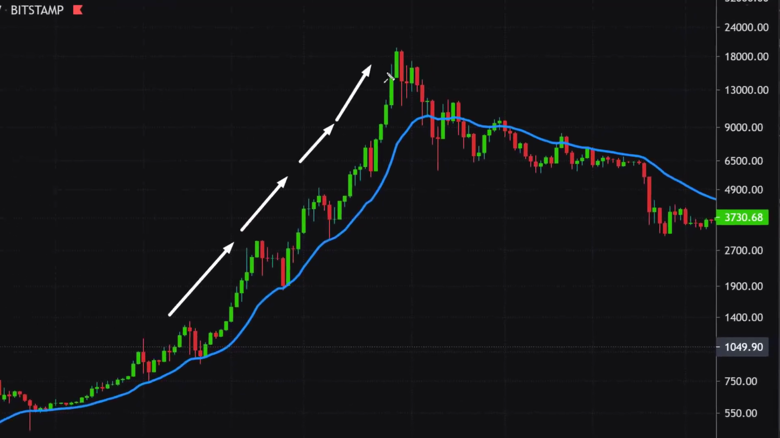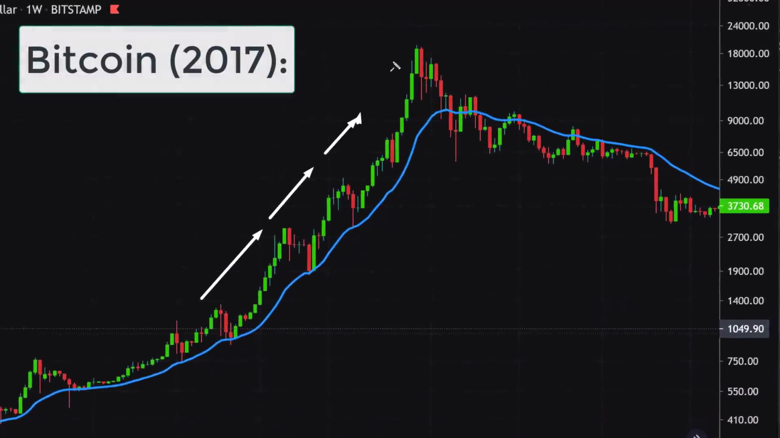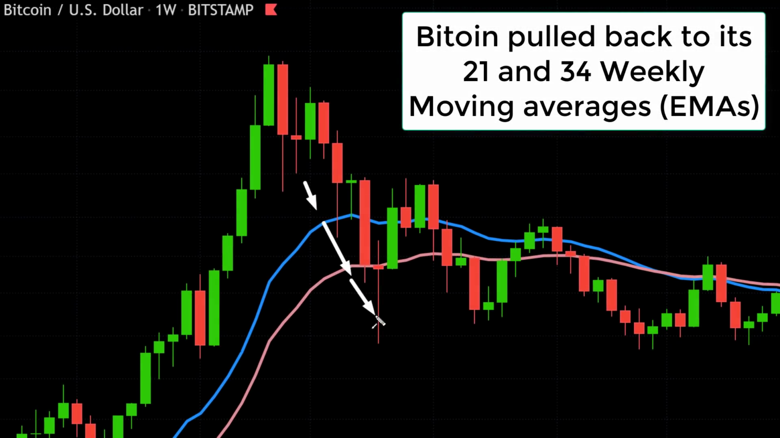So, what I was going to talk to you about was this pattern. Take a look at this chart. Now, here we have an uptrend in the price of Bitcoin. I'm going to show you an example of this in the year 2018. So we had a major peak in the price of Bitcoin, as you probably remember, near $19,000 on Bitcoin in December of 2017. And what happened afterwards is, as you can see here, Bitcoin made a pullback to the 21 and the 34 weekly averages.